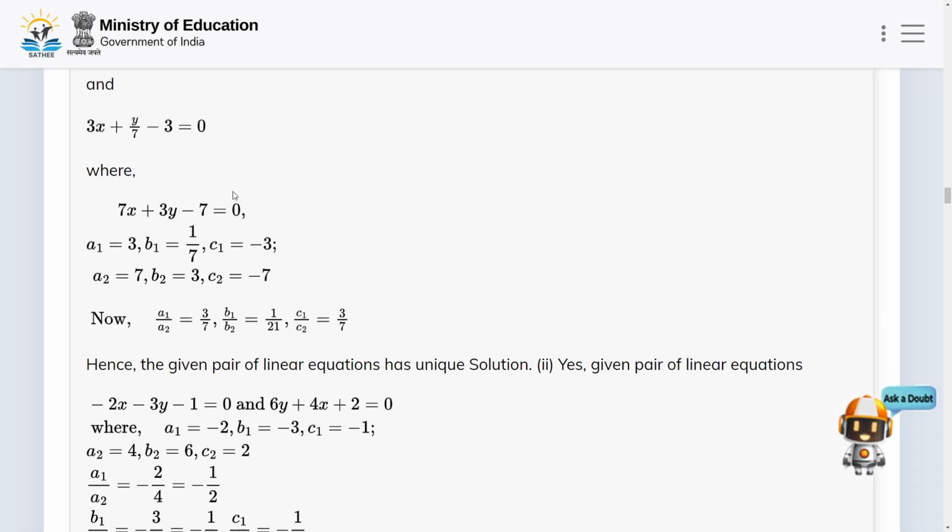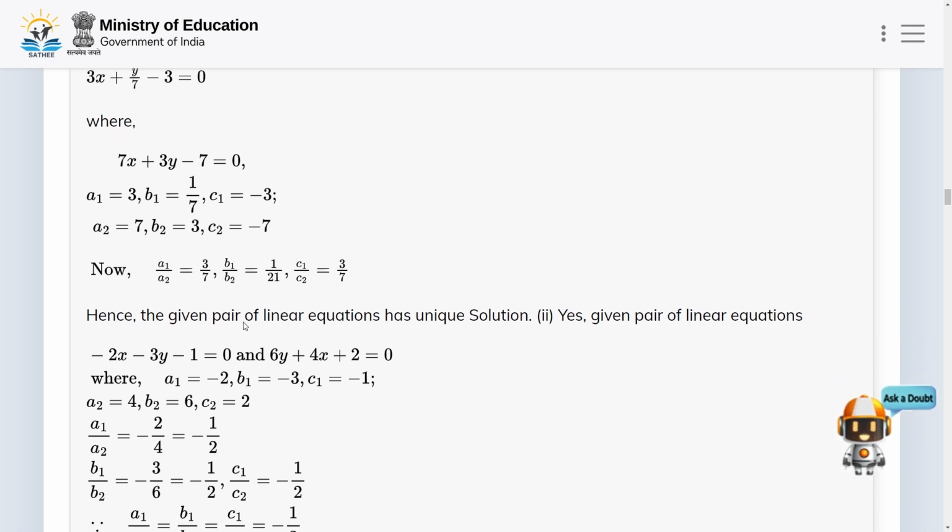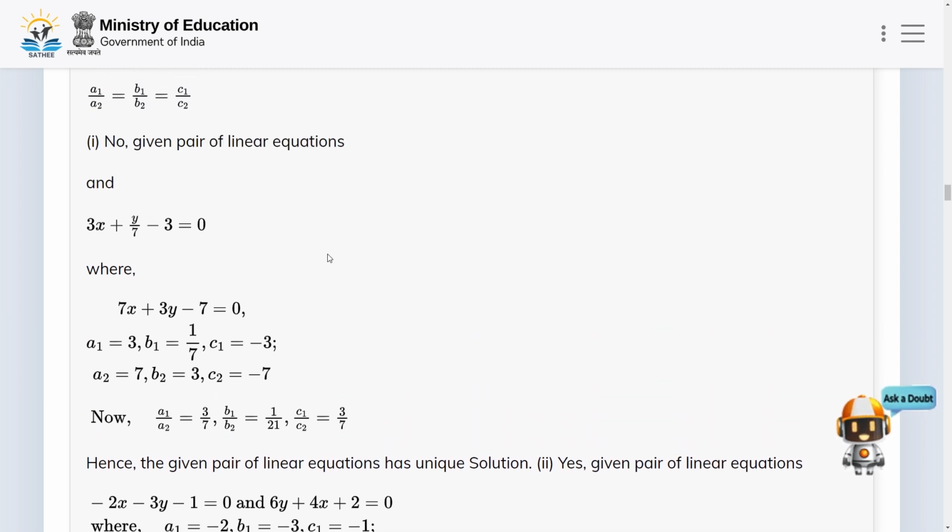Now if we compare this pair of equations with the general form of a pair of linear equations, a1x plus b1y plus c1 is equal to 0 and a2x plus b2y plus c2 is equal to 0, then here a1 is equal to 3, b1 is equal to 1 by 7 and c1 is equal to minus 3, and a2 is equal to 7, b2 is equal to 3 and c2 is equal to minus 7. So a1 by a2 is equal to 3 by 7, b1 by b2 is equal to 1 by 21 and c1 by c2 is equal to 3 by 7. Hence, for the given pair of linear equations, a1 by a2 does not equal b1 by b2. So the given pair of linear equations has a unique solution.